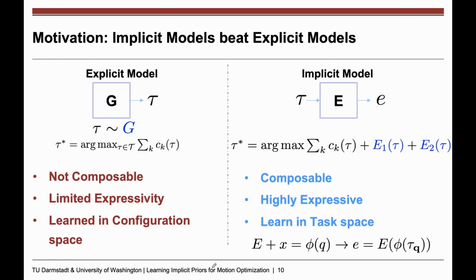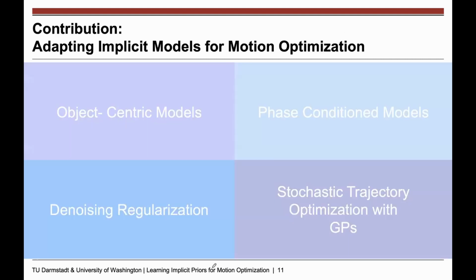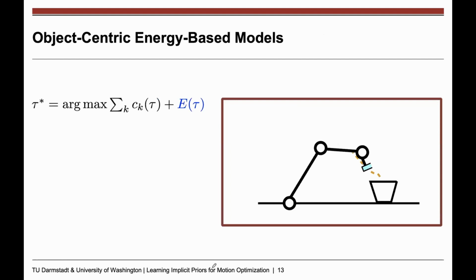With implicit models, we can learn the desired robot skills in the task space. Then, in practice, given we have access to the forward kinematics model phi, we can evaluate the cost of a particular configuration space trajectory by first mapping it to the task space and then evaluating its costs. In our work, we propose four practical considerations to exploit energy-based models for motion optimization. Let me introduce them one by one.